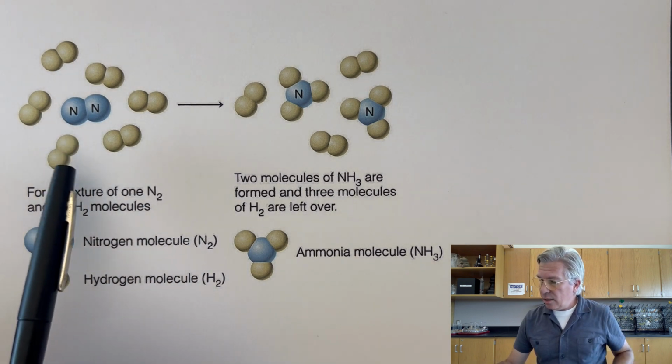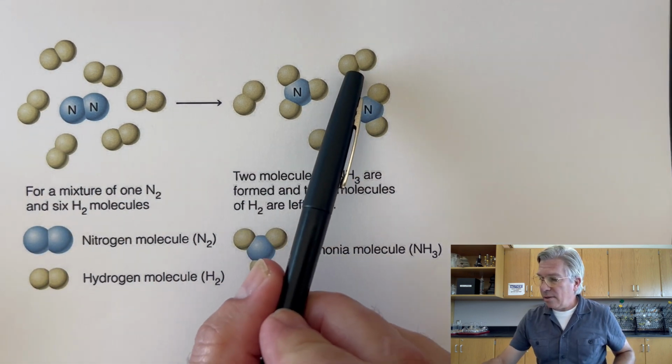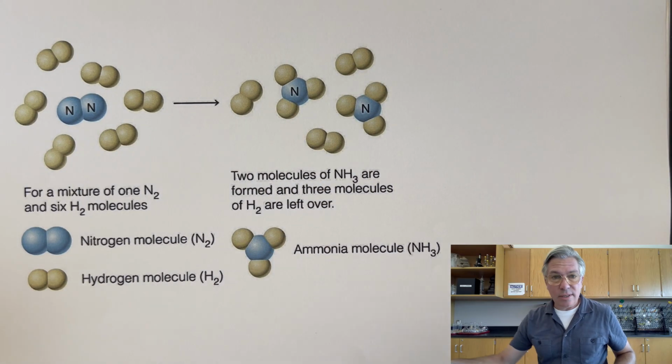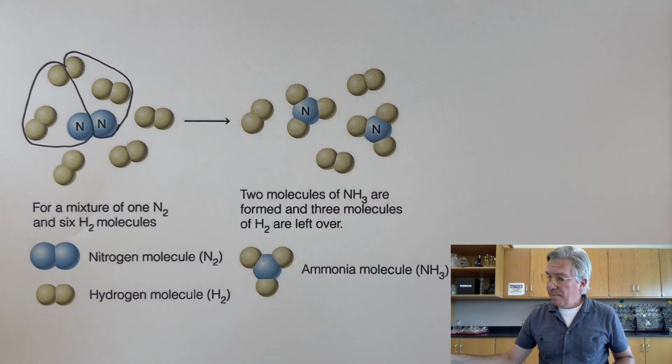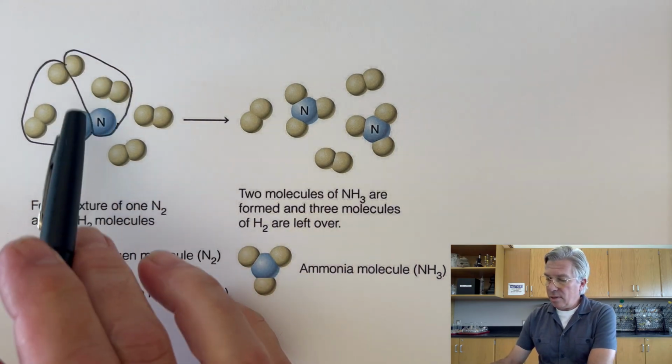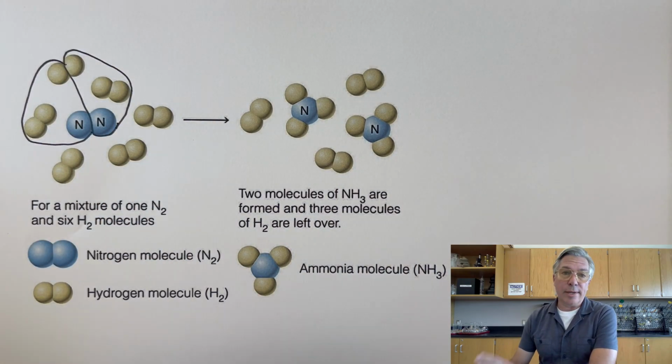Here we have nitrogen and hydrogen making ammonias, but again, there's 3 hydrogens left over, and that's because if I went in to mark it up, I would say this nitrogen gets those 3, this nitrogen gets those 3, and I just ran out of nitrogens.